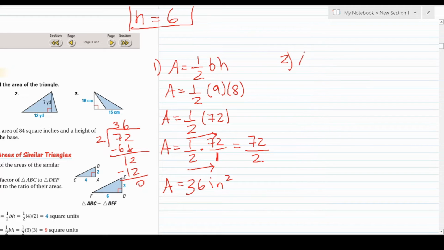All right, again, it's always a good idea to start by writing down the formula first. And again, area equals 1/2 base times height.